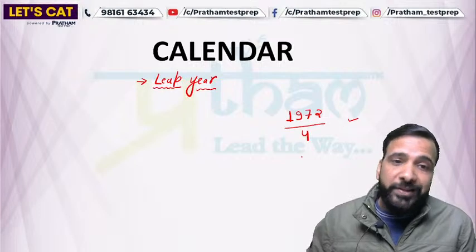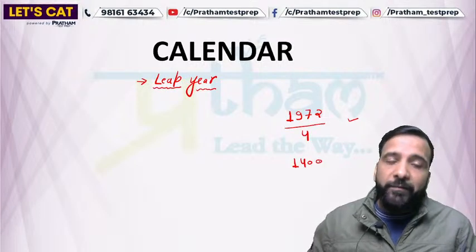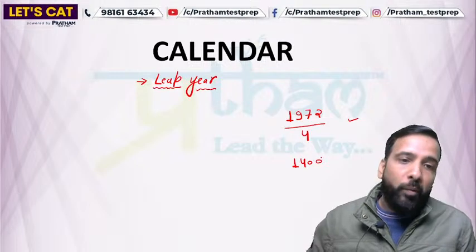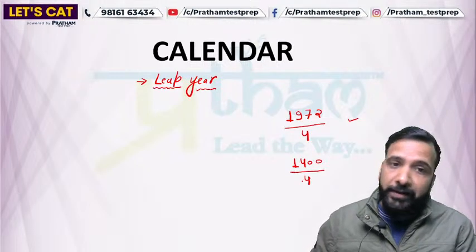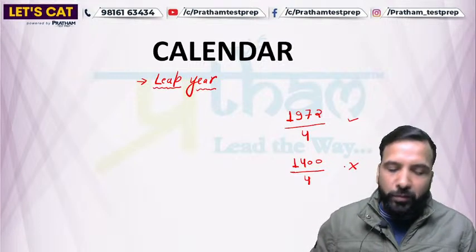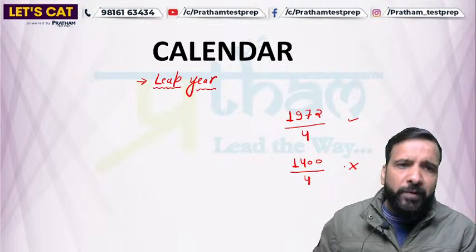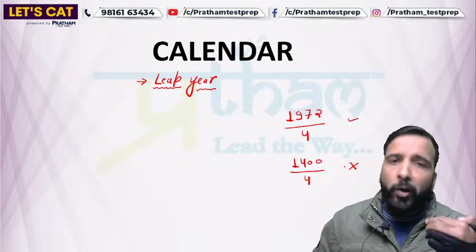Then my second question is, now here we have 1400. Now check whether this is a leap year or not. Now again, some of you will divide this by 4 and this is again divisible by 4, but this is not the leap year, right? So now the question is, how will we identify whether that given year is a leap year or not, right?